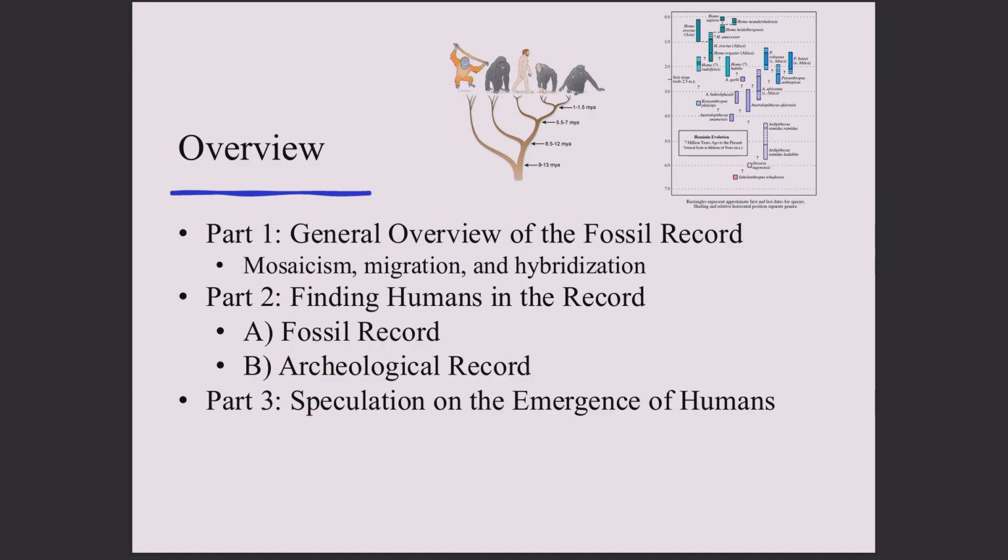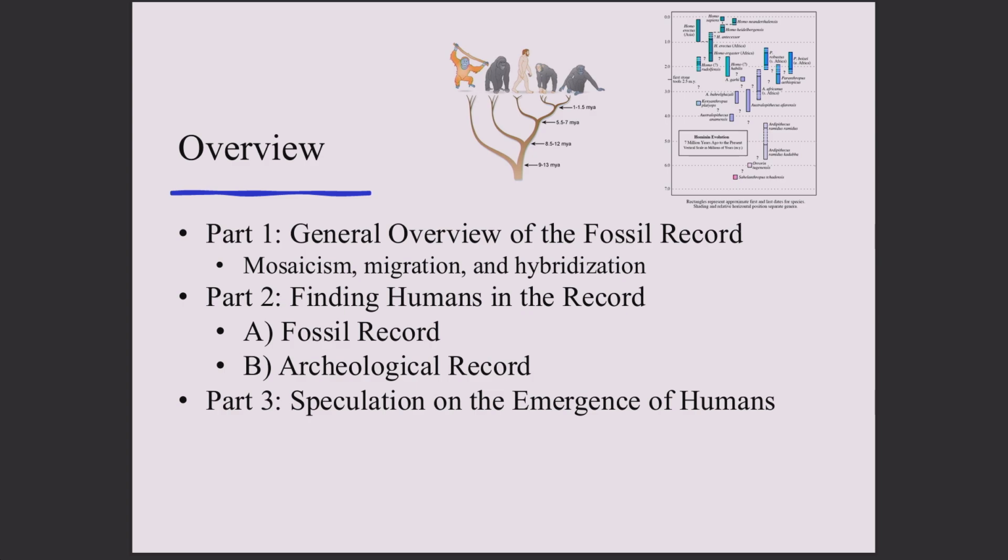The first part of my talk is a general overview of the hominid fossil record, just to give you an idea of the patterns that you see there. A hominid fossil is just any fossil that's more similar to modern humans than modern chimps. And the whole idea of the mosaicism, the migrations, and the hybridization that you see in the fossil record.